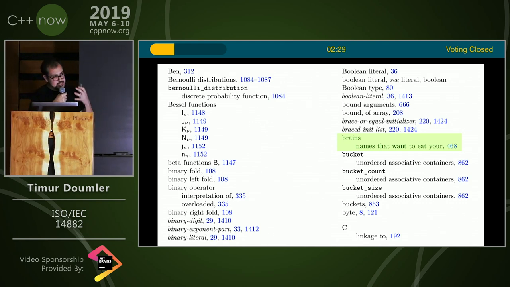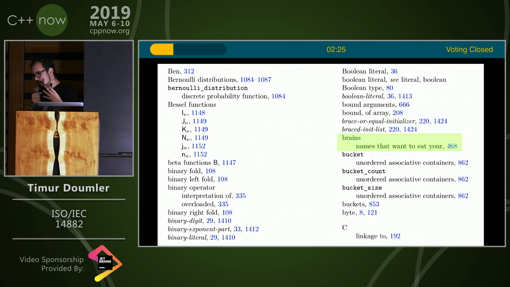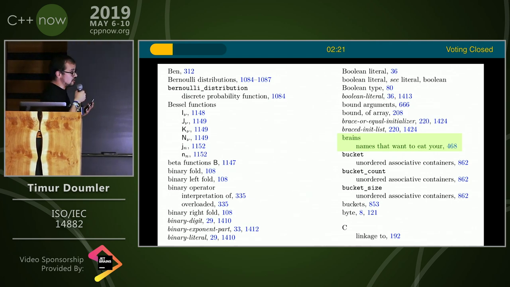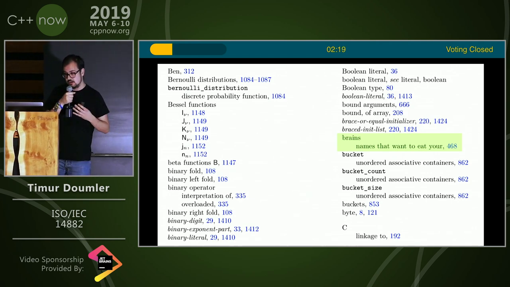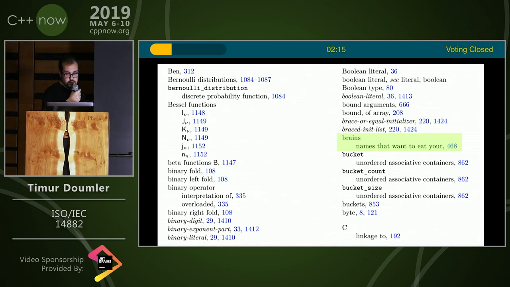Zombies eating brains specifically was introduced only in 1985 by the film Return of the Living Dead, which coincidentally is also the same year when the first version of C++ came out. Yeah, so that's interesting. There are more film references.